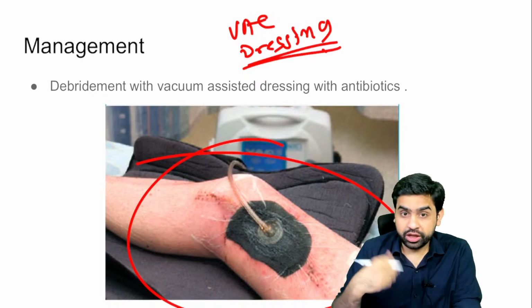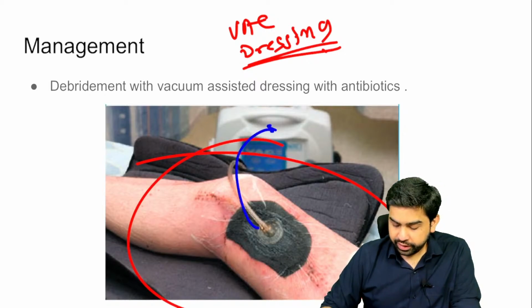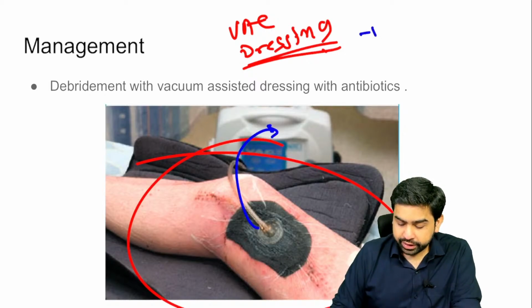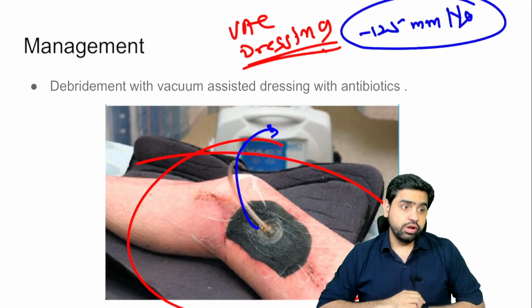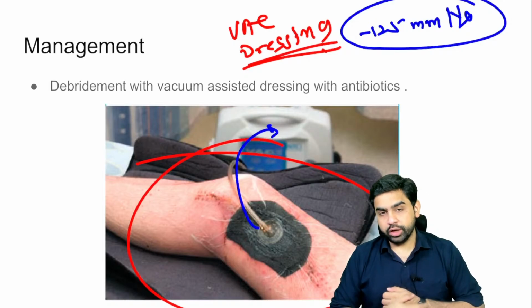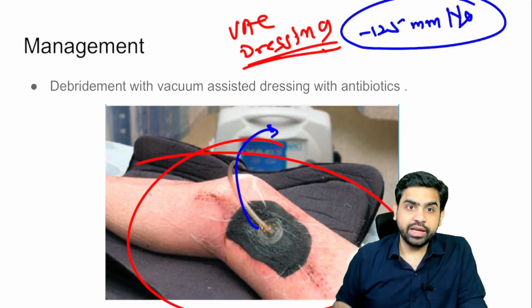In the VAC dressing, you create a negative pressure. So how much pressure is created in this? It is minus 125 millimeters of mercury. This is the amount of pressure you create in the VAC dressing.